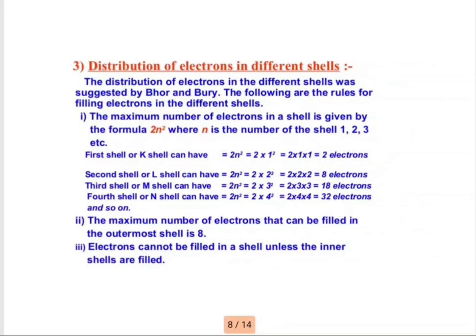Next, distribution of electrons in different shells. You know that here we use 2n squared. Okay, here n is equal to 1, 2, 3. K shell has 2 electrons, L shell has 8 electrons, M shell has 18 electrons, and N shell has 32 electrons. Okay, and the maximum number of electrons that can be filled in the outermost shell is 8. Okay, an electron cannot be filled in a shell unless the inner shells are filled.